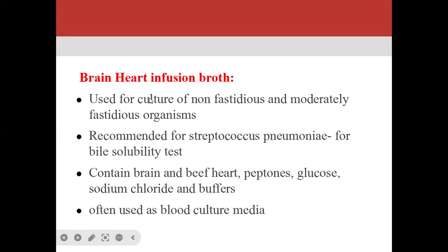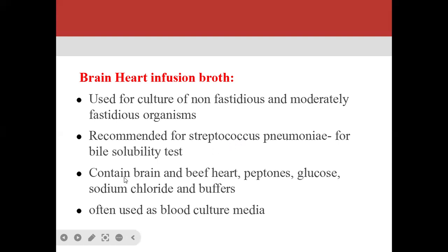Next, BHI broth, brain heart infusion broth. This brain heart infusion broth is used for culture of non-fastidious and moderately fastidious organisms. Non-fastidious means they are not exact in their growth requirement, and they are used in the cultivation of moderately fastidious organisms. Especially this is recommended for Streptococcus pneumoniae for bile solubility test.